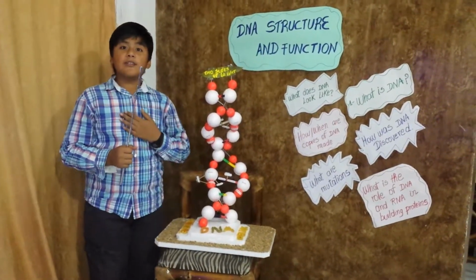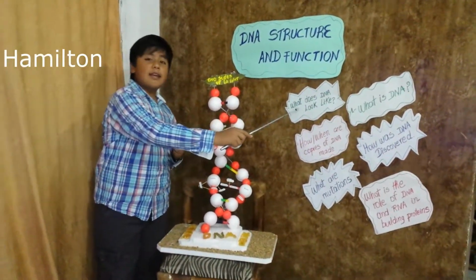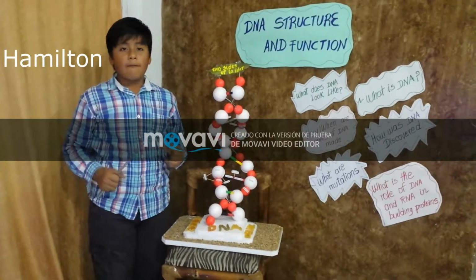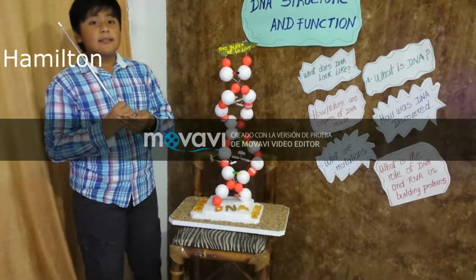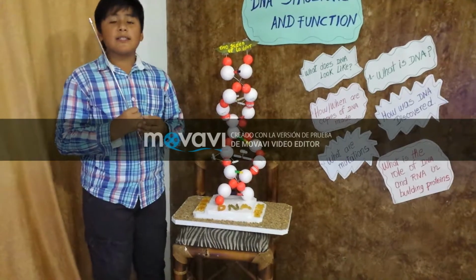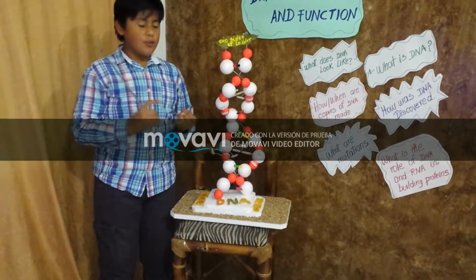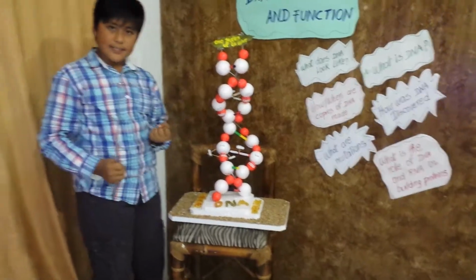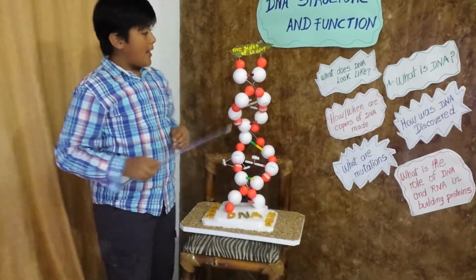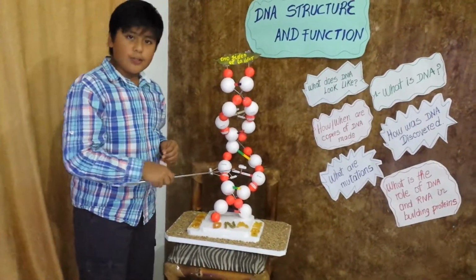I am going to tell you about what DNA looks like. First, the shape of DNA is a double helix. DNA is made of nucleotides. First, what is a double helix? A double helix is a structure of DNA.